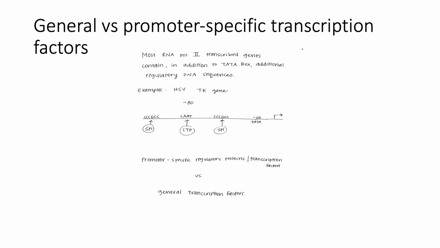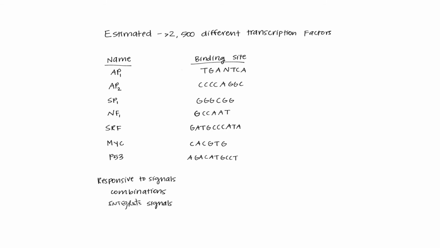The promoter-specific transcription factors, there are thousands of them, literally thousands. Through sequencing and analysis, it's estimated that more than 2,500 different promoter-specific transcription factors have been identified. And they have different names. A lot of the names are just acronyms, abbreviations. You have a protein called AP1, which binds to a site TGA, N means any nucleotide, TGANTCA. AP2 binds to CCCCAGGC. SP1 we saw a minute ago.